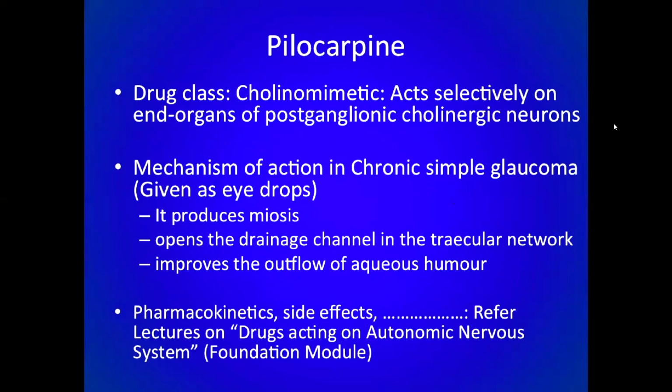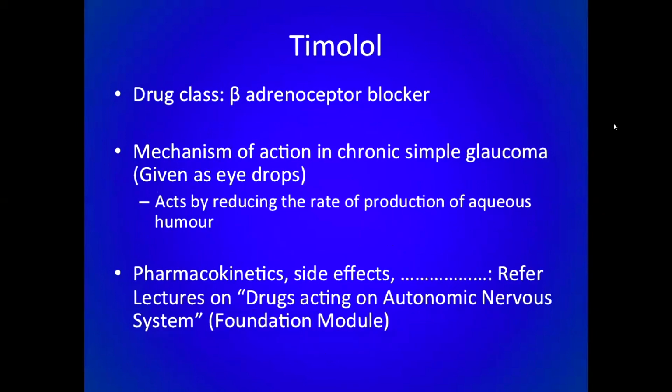Better to have a table, because this is a common MCQ question. How does pilocarpine act? How does timolol act? How does acetazolamide act? As I told you, it is by inhibiting the carbonic anhydrase, and it reduces the production of aqueous humor. Latanoprost, so we'll move to latanoprost. Remember, please, at least for MCQ purposes, pilocarpine, timolol, then latanoprost. Acetazolamide is also used in glaucoma.